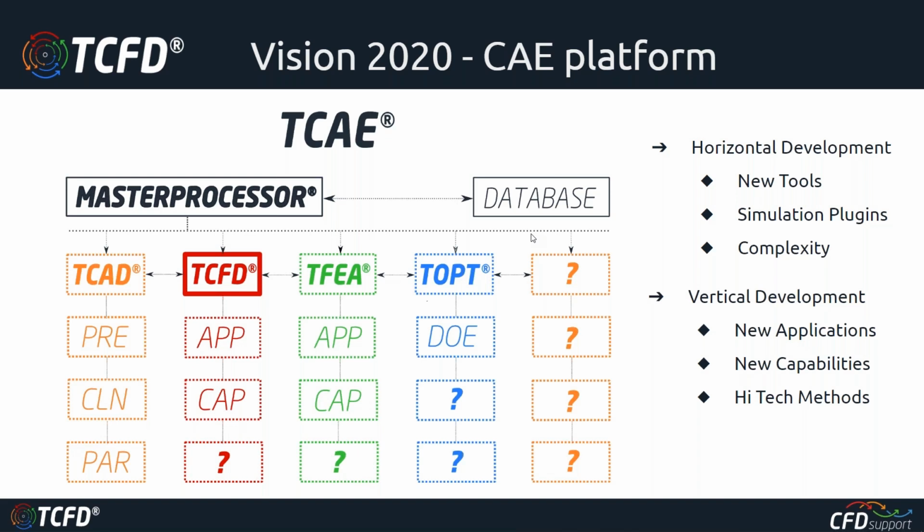And regarding this, we have now two ways of development. It's the horizontal one, which is adding new tools, new simulation plugins, and complexity, and the vertical development, which is adding new applications, new capabilities, and new high-tech methods for the plugins.